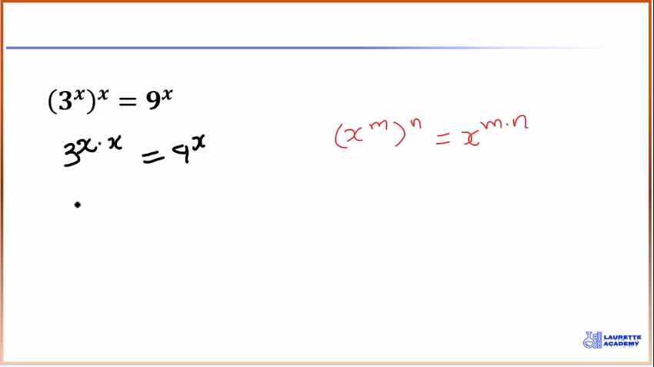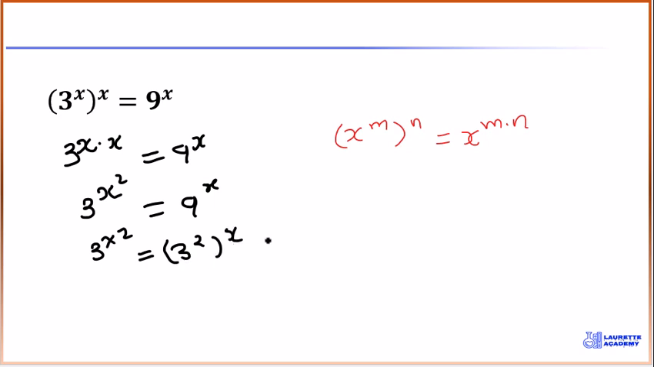So we'll have that 3 raised to the power x times x, which is x squared, is equal to 9 raised to the power x. But again, 9 is a power of 3, so we write 3 raised to the power x squared is equal to 3 squared, all raised to the power x. So we have here that 3 raised to the power x squared is equal to 3 raised to the power 2x.